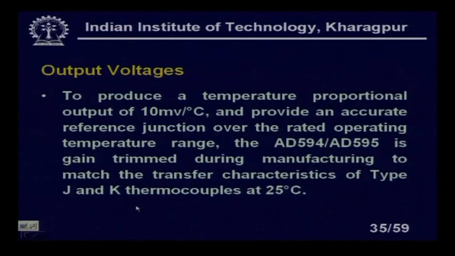Output voltages. To produce an output proportional to temperature, you see a further advantage of this one: I am getting an amplification of 10 millivolt per degree centigrade. It is quite high. Usually, the thermoelectric power, that means the sensitivity to temperature, is quite low. It varies typically from 60 microvolt per degree centigrade to 12 microvolt per degree centigrade. In the case of chromel constantan, it is around 60 microvolt per degree centigrade, whereas in the case of platinum rhodium-platinum thermocouple, it is 10 to 12 microvolt per degree centigrade, which is quite low.